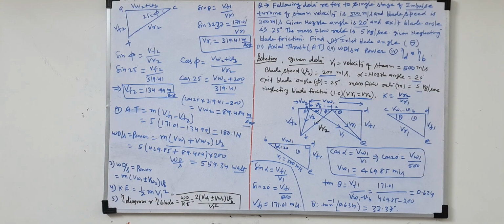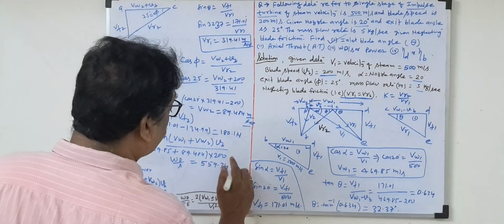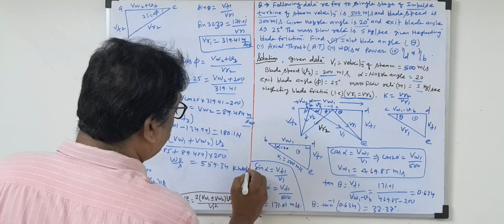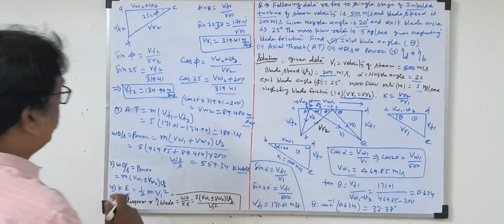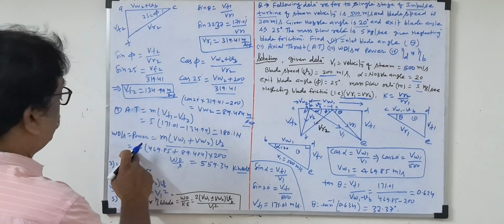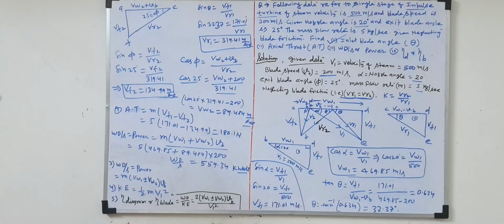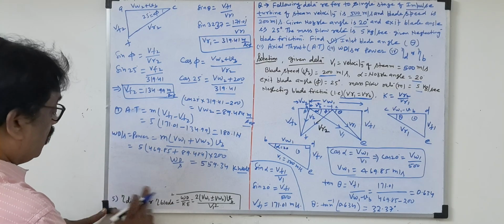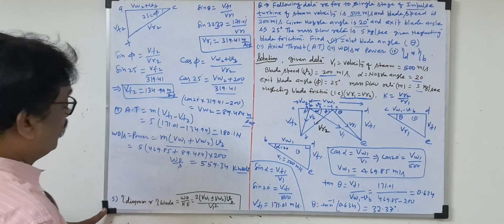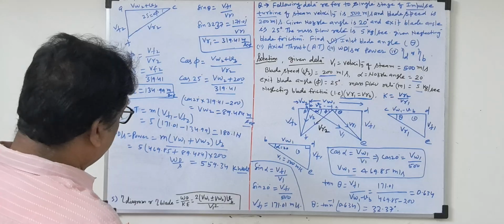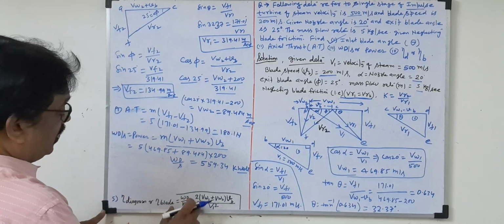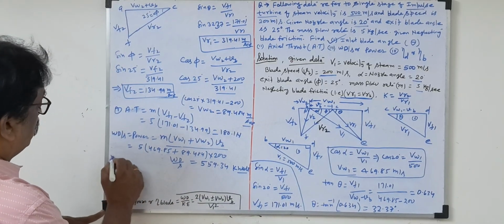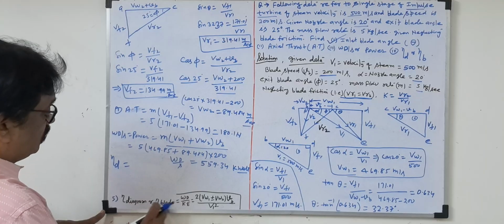559.34. It will come in kilowatt. A big value will come, so it is coming in kilowatt. If we calculate this plus this into 5, it's coming 559.34 kilowatt. So power we know now. Now what is the diagram efficiency? Diagram efficiency is nothing but work done by kinetic energy.